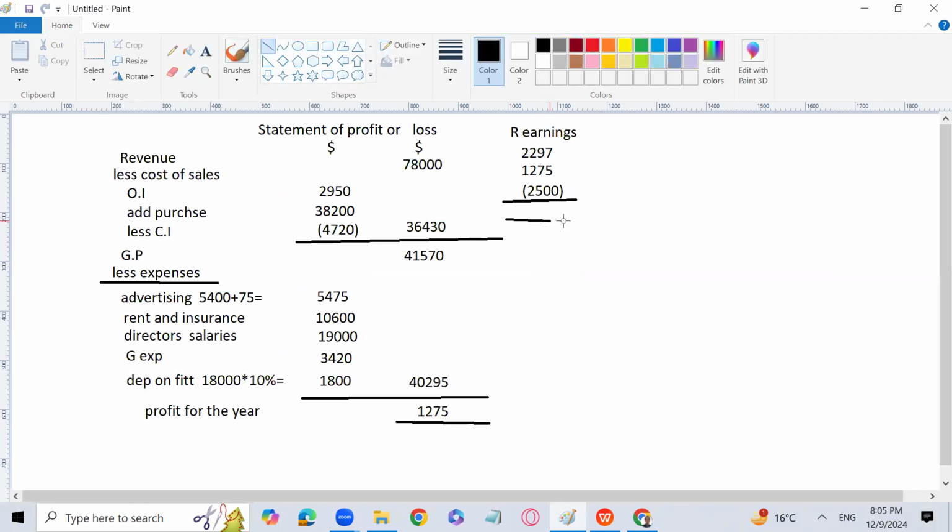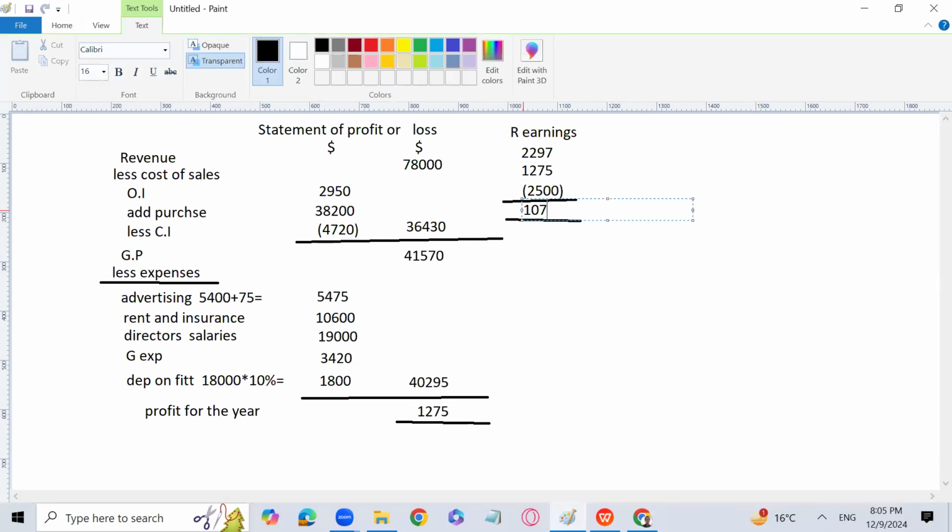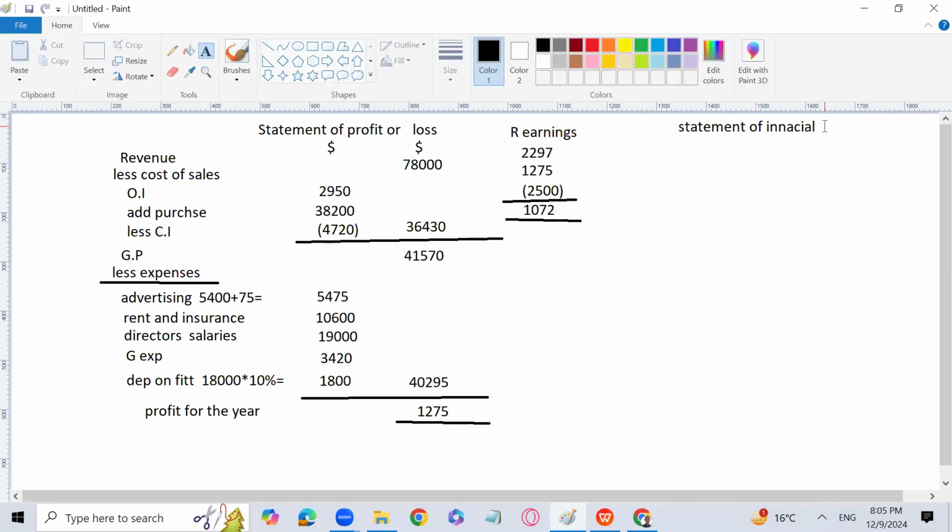It will prepare the whole statement of changes in equity. It won't take much of your time because it will still be very easy. So 1072 will be the retained earnings at the end. We need that because we want to prepare the statement of financial position, for which we need to have the retained earnings at the end.